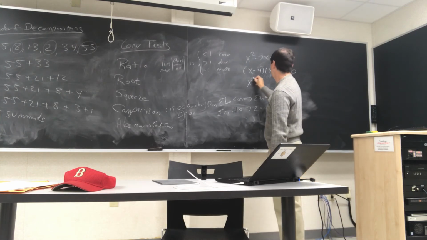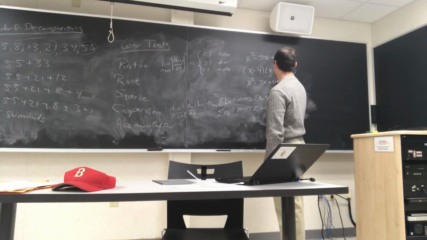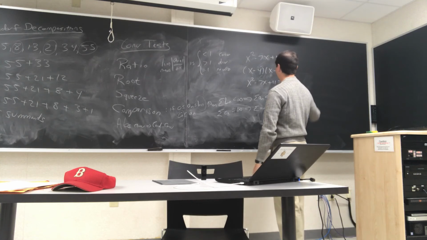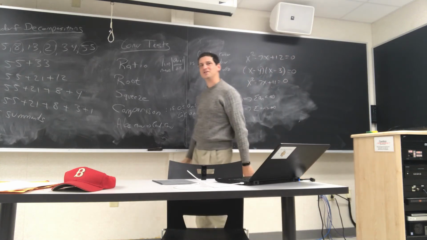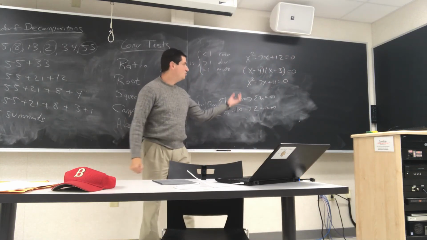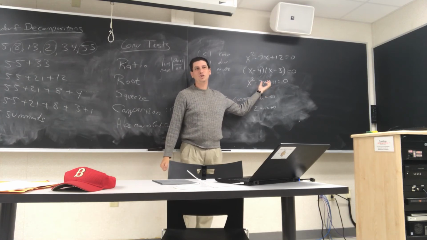What if I gave you x squared minus 7x plus 11 equals 0? You think about it for a while, you realize 11 is prime, and you start cursing, and then you realize it's not going to be nice. What do you do in this case? Quadratic formula.